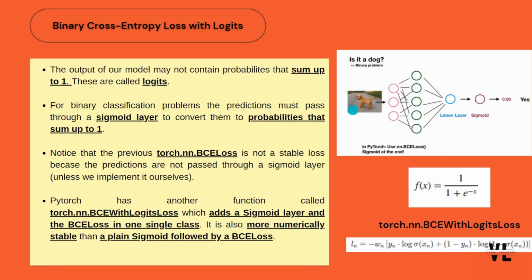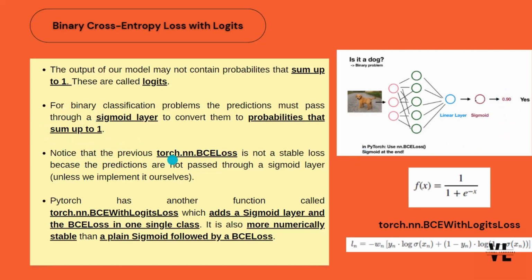And this image contains a dog. So since we have a prediction from our model saying that it's 90% confident that it's a dog, then we can say, yes, it's a dog. But for binary classification problems, the predictions must pass through a sigmoid layer to convert them to probabilities that sum up to one. And these probabilities must always sum up to one.